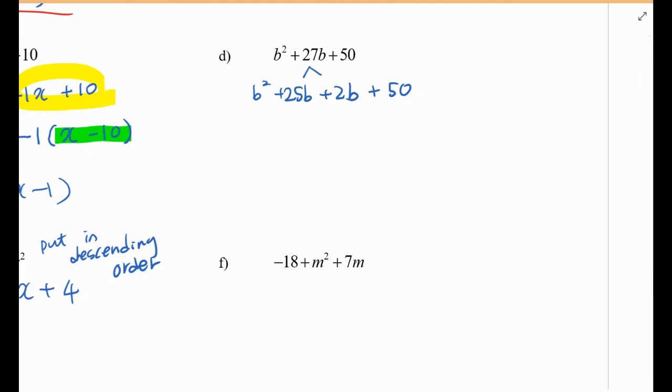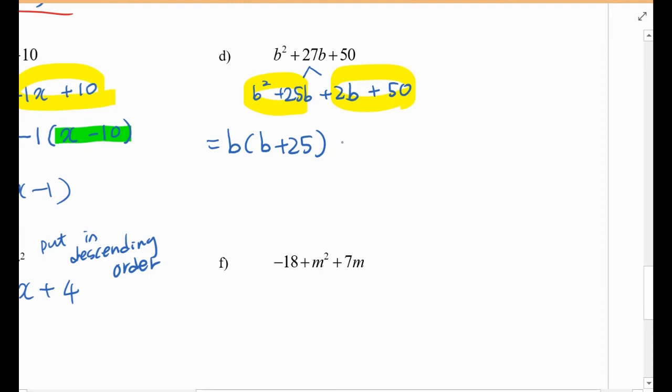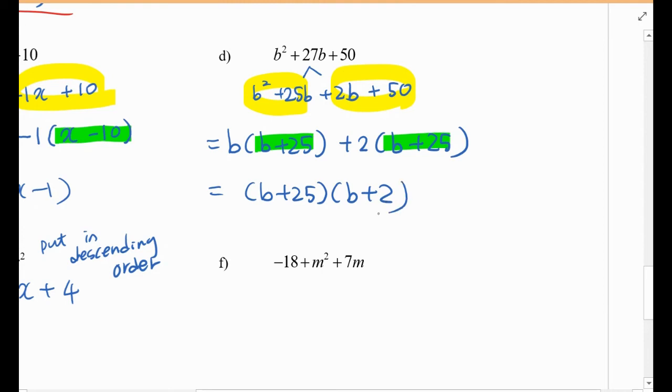Okay, and we're going to group those two up. Then the GCF is b. I'm factoring out b. And group those two up. The GCF is 2. Factor out 2. And now we have b plus 25 in common. So (b plus 25)(b plus 2) will be the answer.